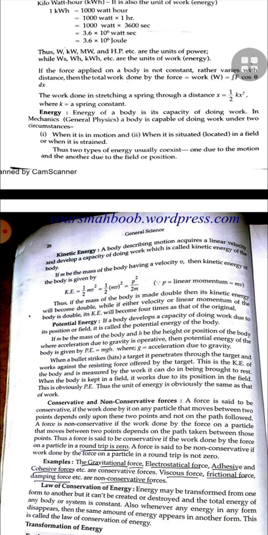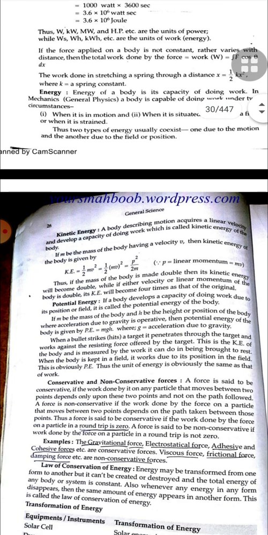That implies half m v square is equal to p square by 2m. It means the relation between kinetic energy and linear momentum is that kinetic energy is directly proportional to the square of the linear momentum. Thus, if the mass of the body is made double, the kinetic energy will become double. While if either the velocity or the linear momentum of the body is doubled, the kinetic energy becomes 4 times the original value.